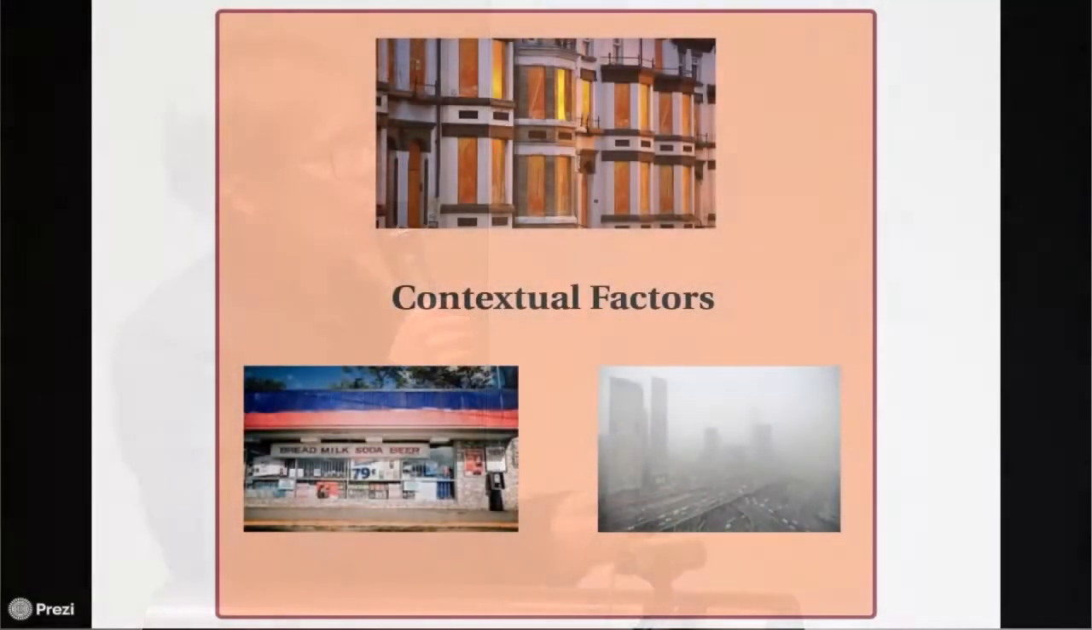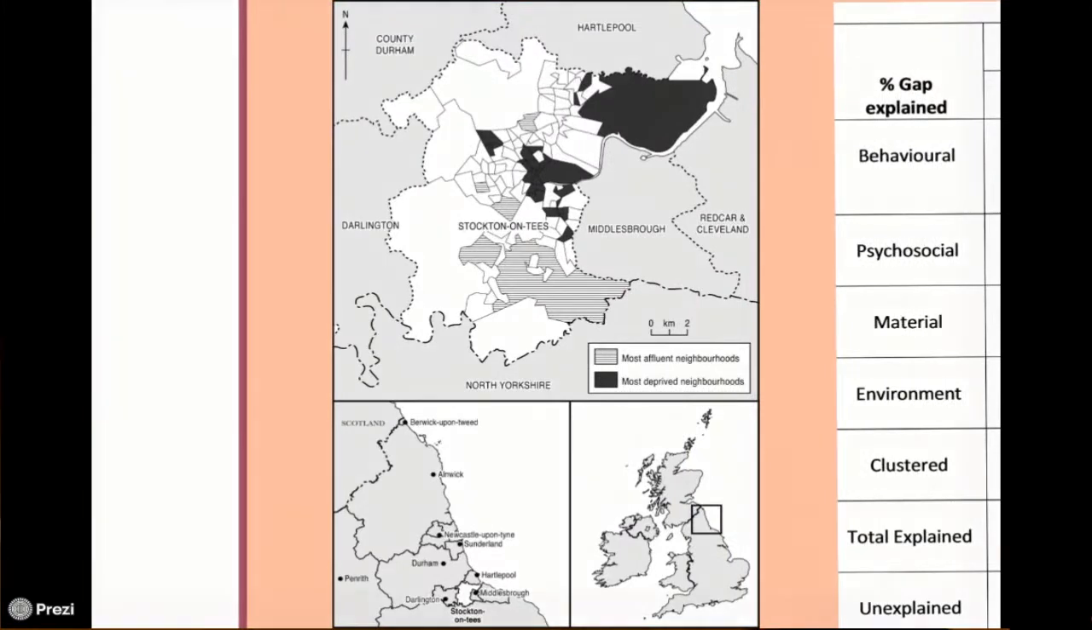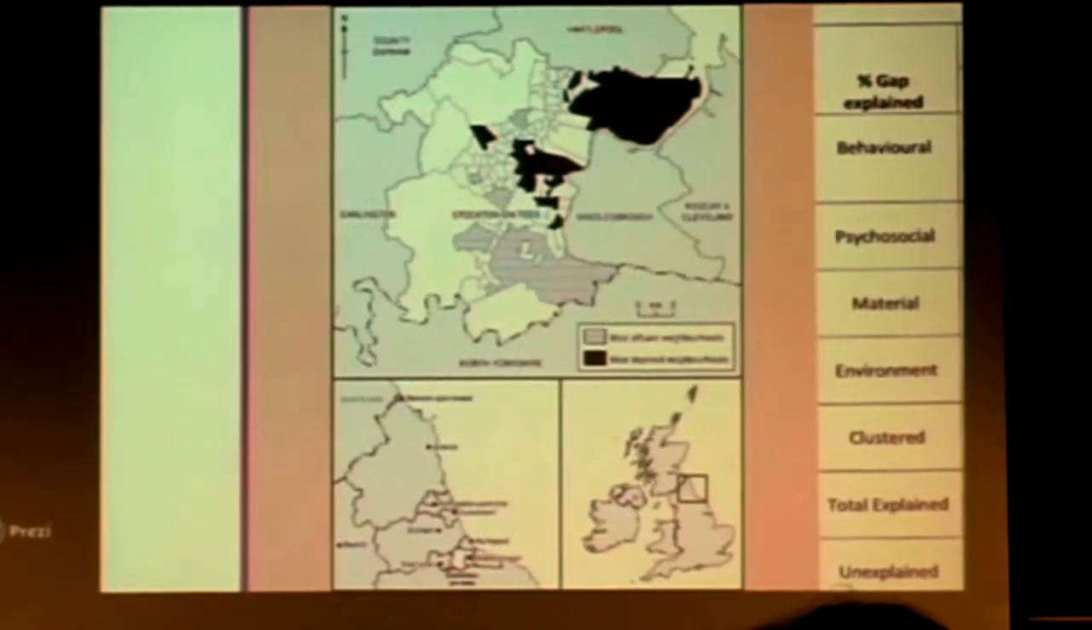So in one of our projects, we decided to try and test a little bit these two arguments around context and composition to see how much they were contributing. So this is the northeast of England. This is where I work in Newcastle, and down here is our study area of Stockton-on-Tees.